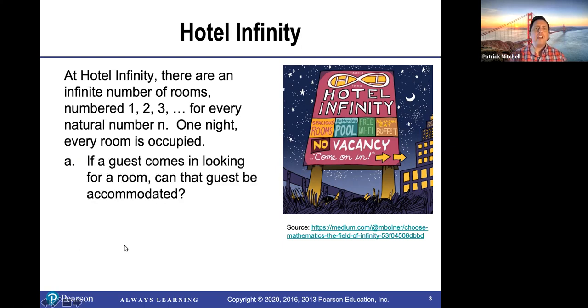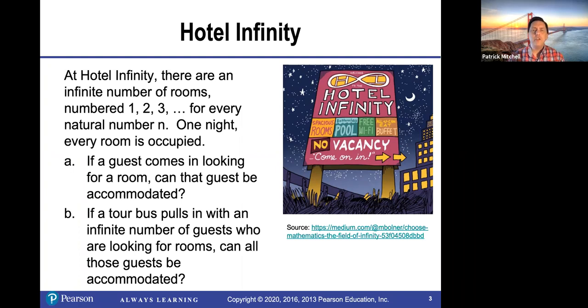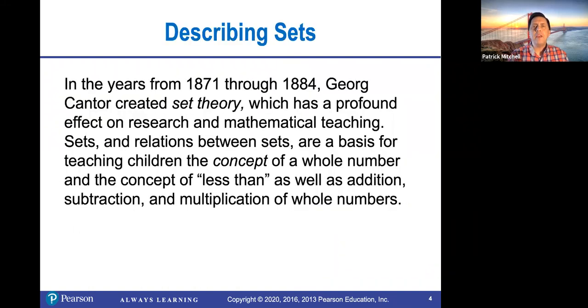So the first question is, if a guest comes in looking for a room, remember that every room is occupied. If a guest comes in looking for a room, can that guest be accommodated? So think about that. And then the next question, a tour bus pulls in with an infinite number of guests who are all looking for rooms. Can all of those guests be accommodated? All right, so we'll talk about that later.